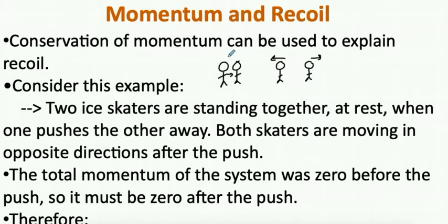So here, initially, the momentum is going to be 0 because they're standing together. So afterwards, the momentum needs to be 0 as well. So the momentum of person 1 and the momentum of person 2, if you add those together, that should be 0 as well, because our initial was 0 because they were standing at rest.